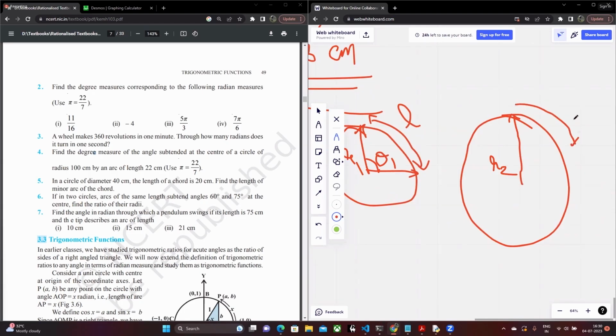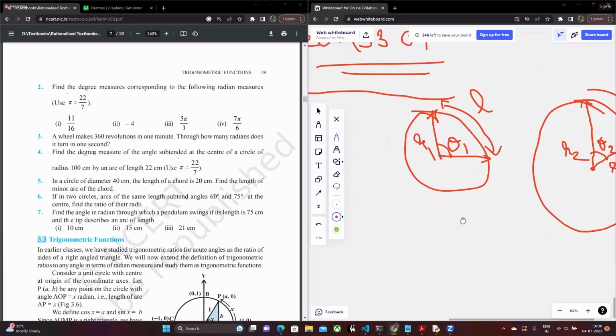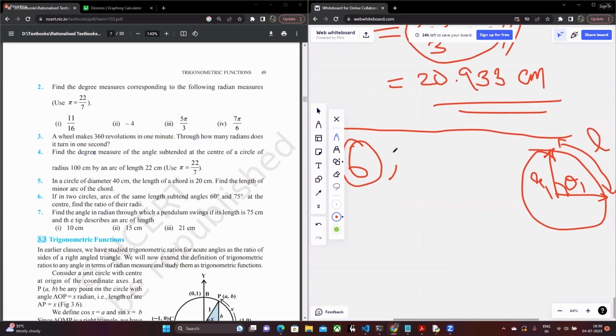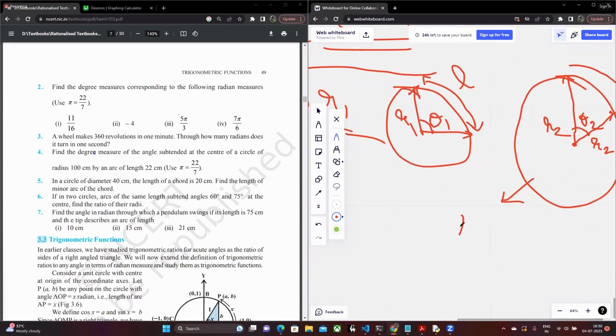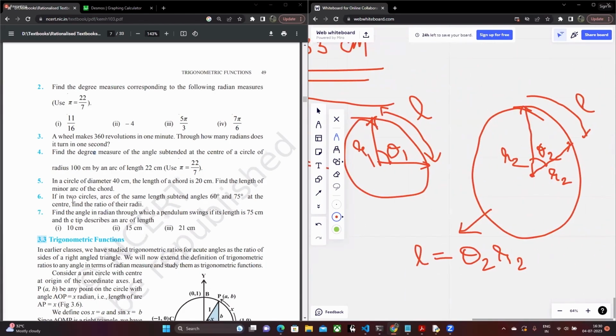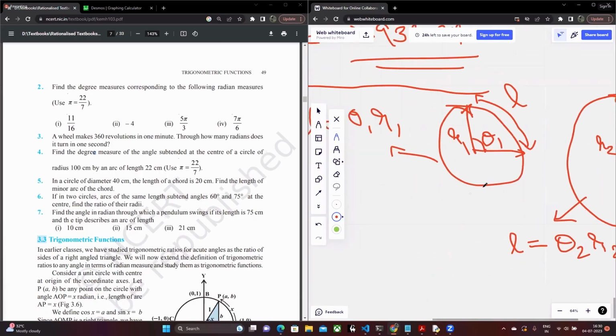For the same length L, since this is going to be the center, this is going to be R2, which means that this angle is going to be theta 2. You know that L is basically equal to theta 1 R1 for this circle. And for this circle, L is going to be equal to theta 2 R2, since you're given that both these lengths are equal after the same length.